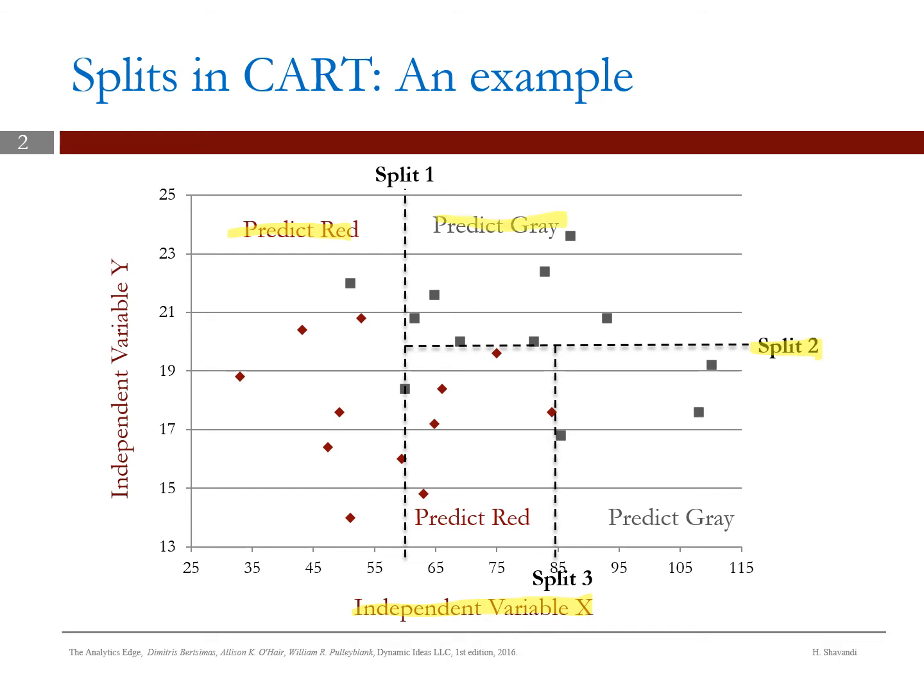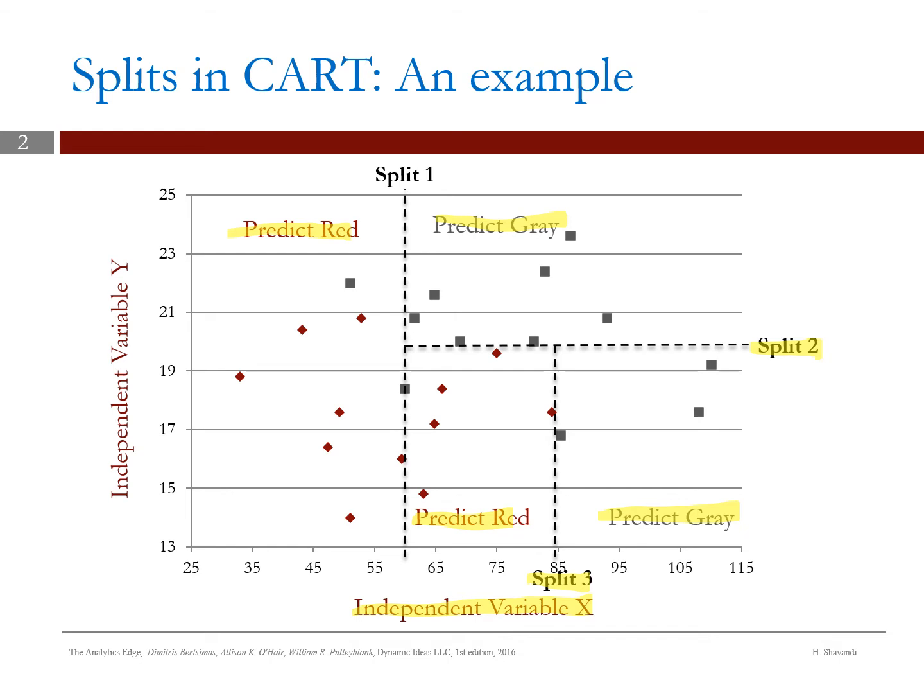But if it's less than 20, then we need one more condition, split number 3. And here we say, if x is less than 85, then predict red. Otherwise, we predict gray. So this is how we split the data set using logical rules over the independent variables in order to have partitions or subsets in the data set, and by having that we can predict the outcome for each partition.